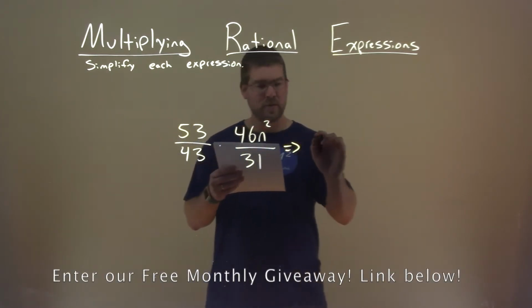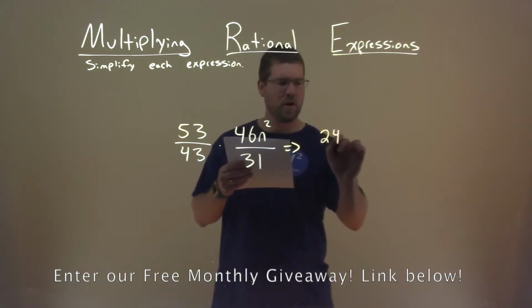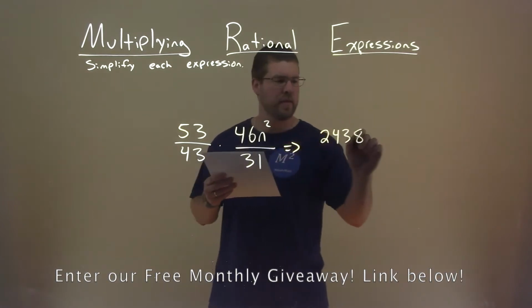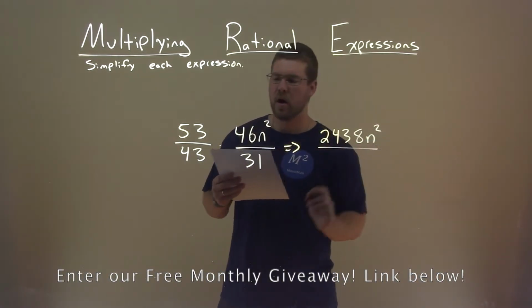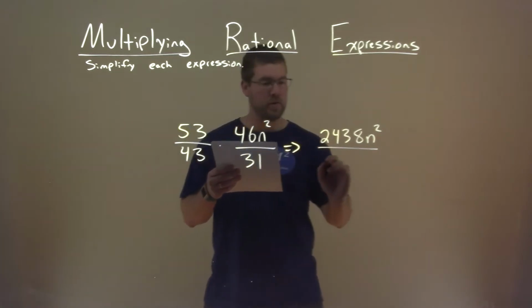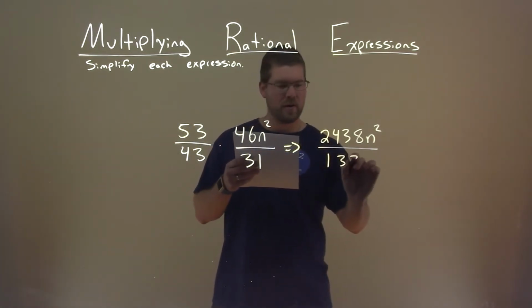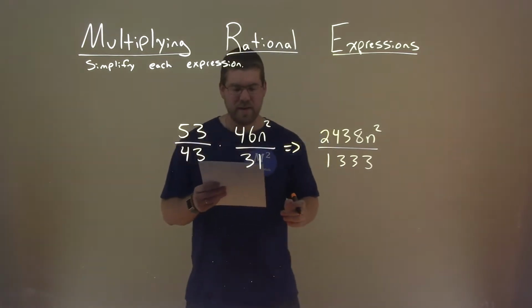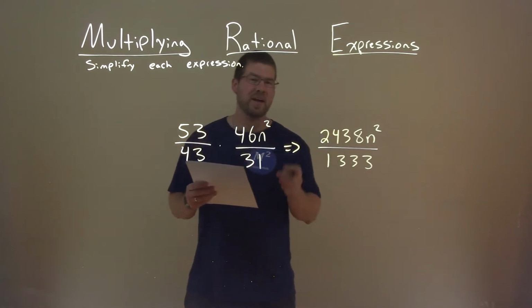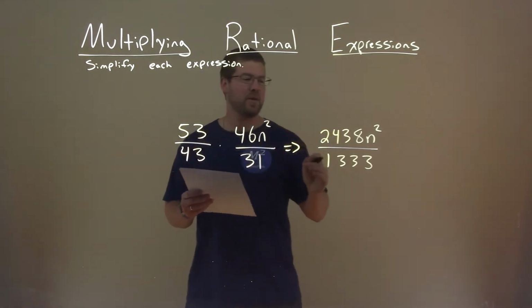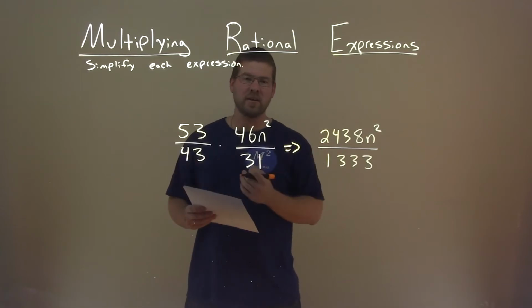53 times 46 is 2,438. Don't forget the n squared. All over 43 times 31, 1,333. And 2,438n squared over 1,333 is our final answer.